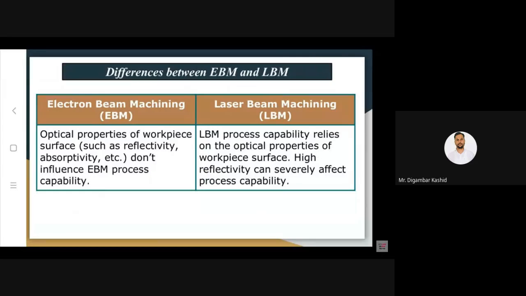In electron beam machining, optical properties of workpiece surface such as reflectivity, absorptivity do not influence EBM process capability. LBM process capability relies on the optical properties of workpiece surface. If high reflectivity, then there is a severe effect on the process capability.